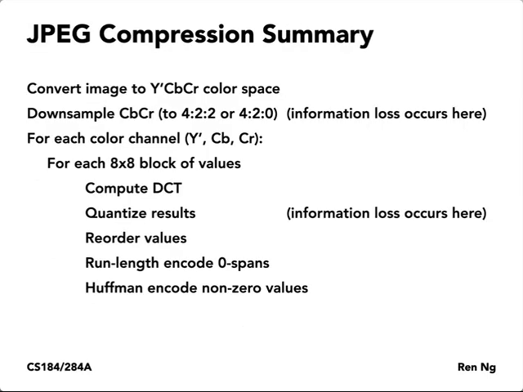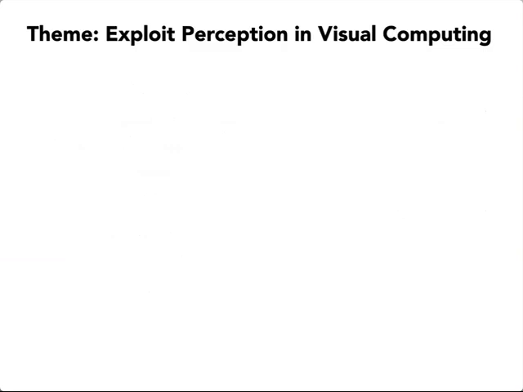Okay, so JPEG compression summary. We convert the image to Y prime CBCR, downsample CBCR quite a lot, either to half or 1/4 the original size. For each color channel, Y prime, CB, and CR, we take each 8x8 block of values. We compute the DCT. We quantize the results by prioritizing keeping the low frequency values and knocking out the high frequency values. We reorder the values, run length encode it, especially the zero spans, and then Huffman encode the non-zero values. Okay, so that's a summary of what happens.